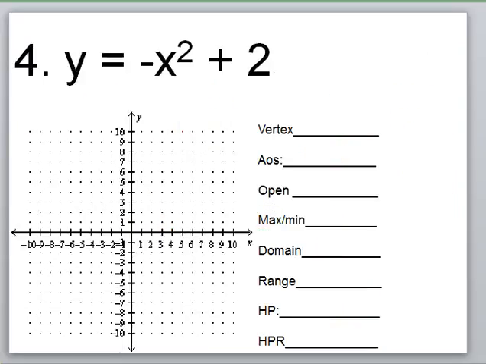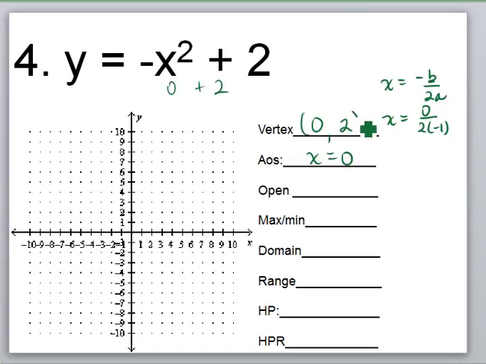Next problem is already in the correct form, so we'll just go ahead and find what its axis of symmetry is. So I've got negative b, which would be 0, all over 2 times negative 1. So my axis of symmetry is 0. This is going to be one of those special cases again because I won't be able to find my helper point using 0. So I'll put 0 in, and I get 0 plus 2. So that means my y value is 2. 0, 2 is right here. Since a is negative, I know it goes down. If it goes down, that means it has a maximum, so the maximum value is 2.